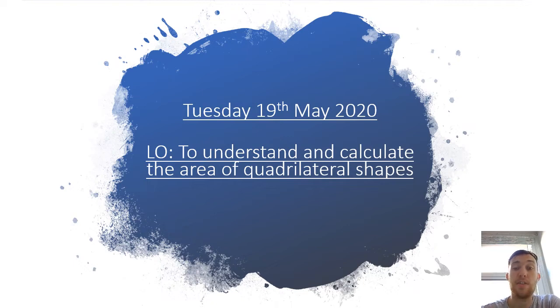Our learning objective is to understand and calculate the area of quadrilateral shapes. So we're going to look at the area today. That's different to what we looked at yesterday, where the perimeter was the boundary of the shape. With area, we're going to look at the inside of the shape.